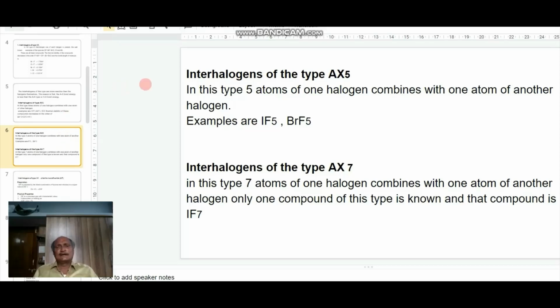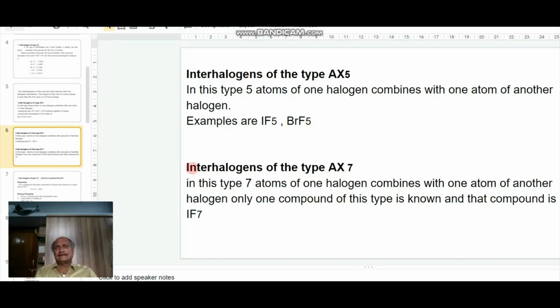Now coming to the interhalogen of the type AX5. In this type, 5 atoms of one halogen combine with 1 atom of another halogen. The well-known examples of this type are iodine pentafluoride and bromine pentafluoride.